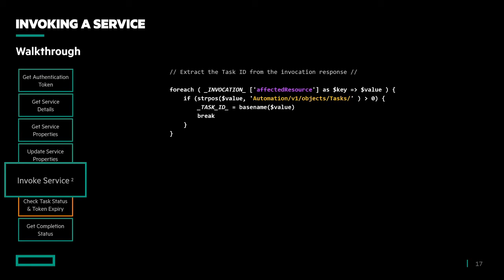Contained within the invocation array is an element called affected resource, this itself being another array. As we saw previously with the service properties, the invocation response array is also indexed numerically. Therefore, we need to locate the required element based on one of the values. This time, a simple loop through the affected resource array looking for the specified element value is sufficient. We retrieve the value of the task ID from the last part of the URL string that we find.